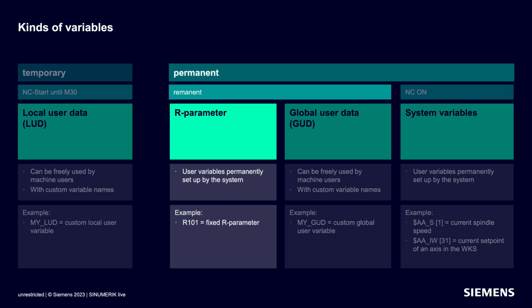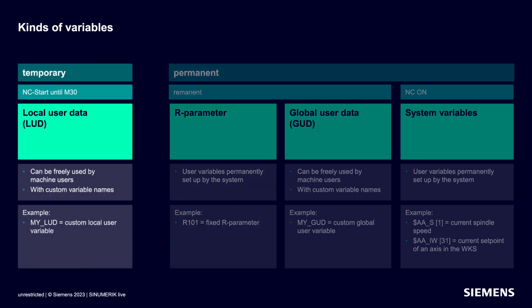However, I hardly ever use R parameters, only for testing my user cycles, for example. For this purpose, I store values for remembering in the R parameters. In my CNC programs, on the other hand, I consistently use local user data.